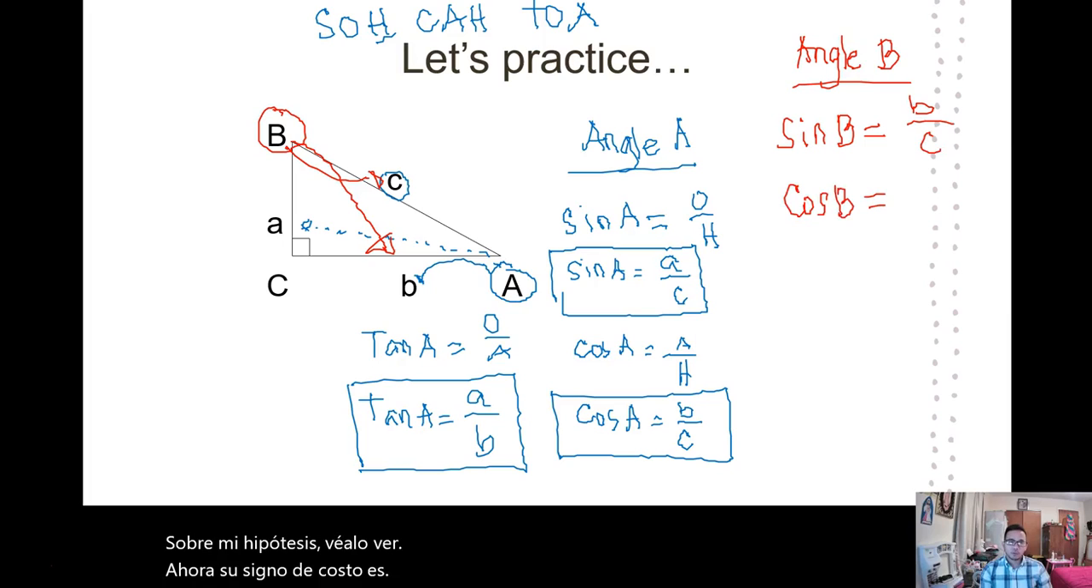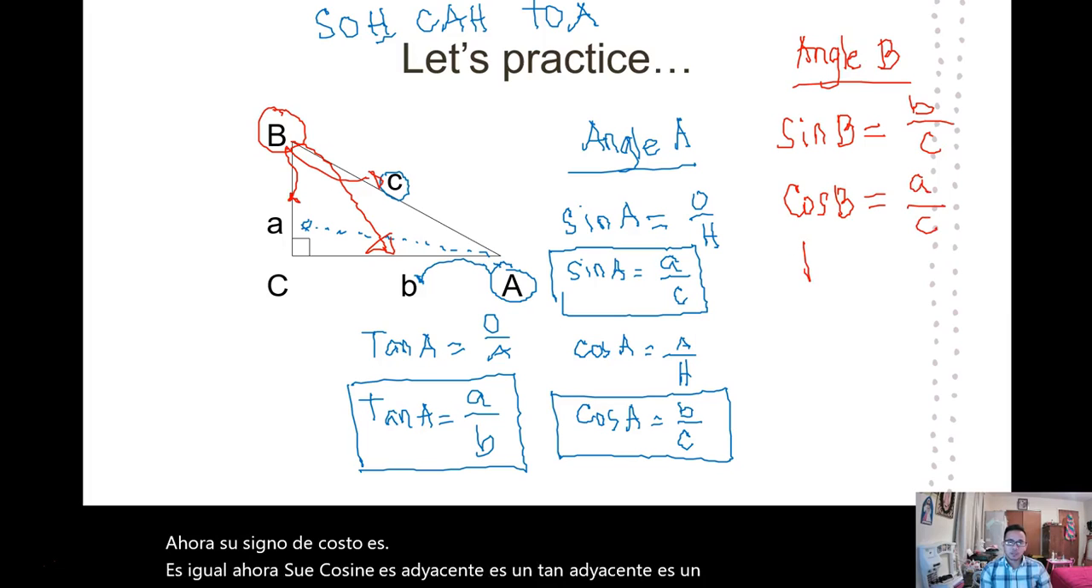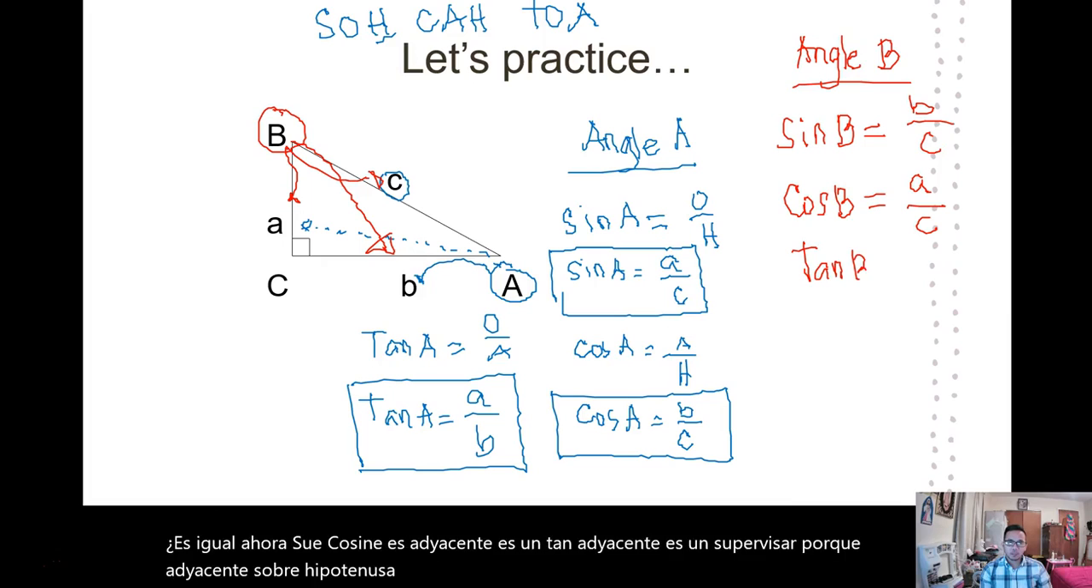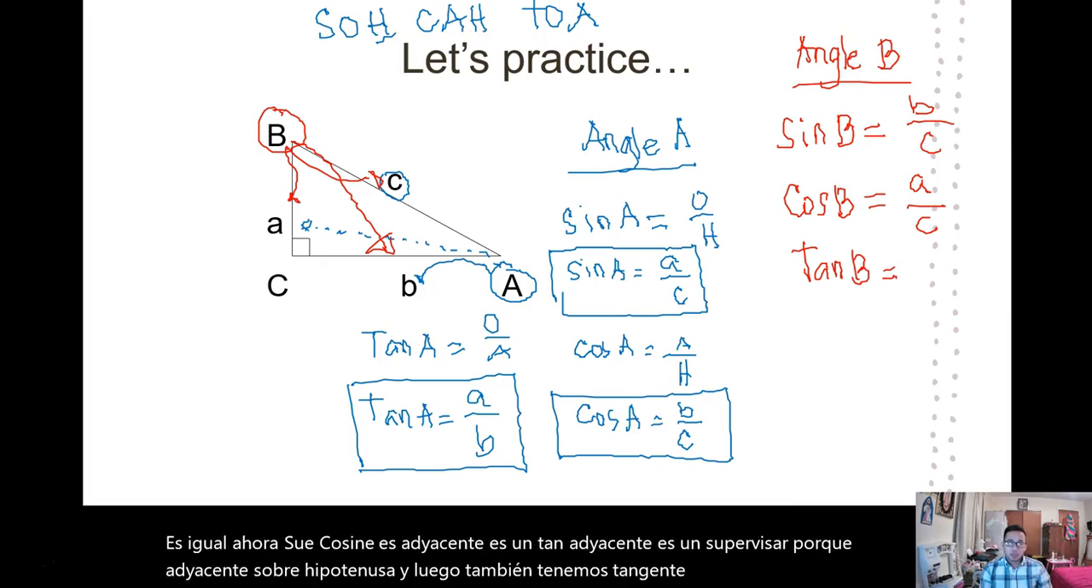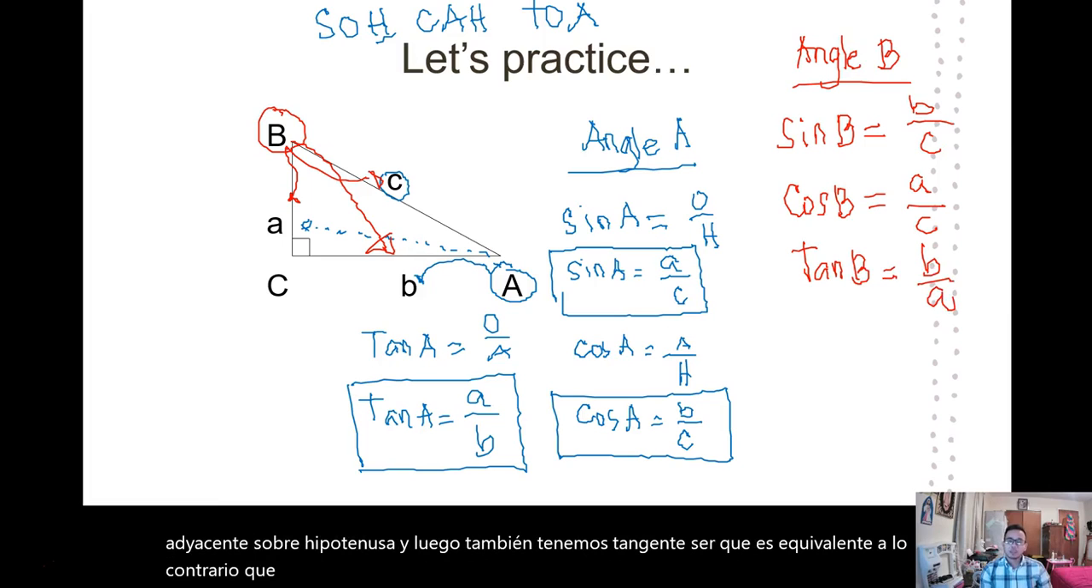Your cosine B is equal now to adjacent, which is A, over C, because cosine is adjacent over hypotenuse. And then we also have tangent B, which is equivalent to opposite, which is B, over adjacent, which is A. So these are the three ratios for each reference angle, angle A and angle B. All right, so that is how we used to do our trigonometric ratios.